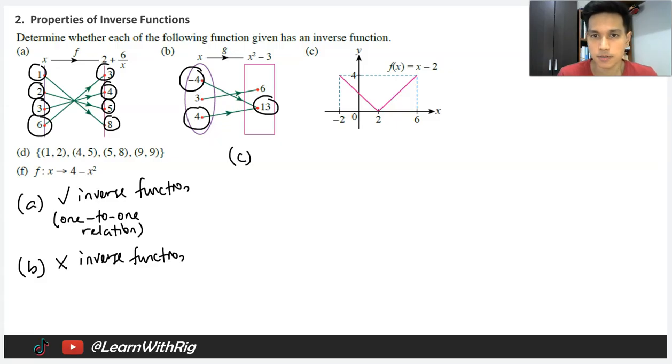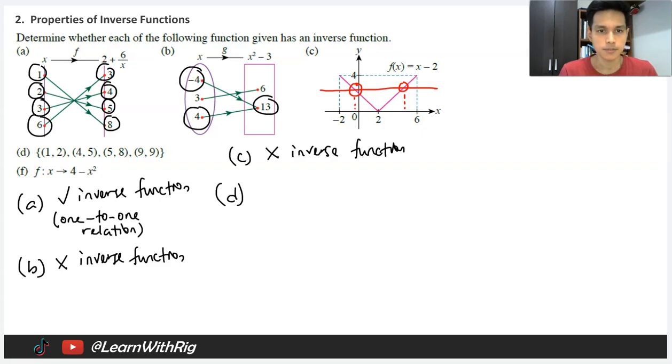Let's look at C. C here, you notice it's a graph, correct? So we can use the horizontal line test. If I draw a horizontal line, notice that I'm cutting 2 points, 1 point here and 1 point here. So in other words, I have two objects. So this graph does not have an inverse function because it cuts through 2 points, therefore it has two objects. So it does not fulfill the one-to-one relation. Now let's look at D.